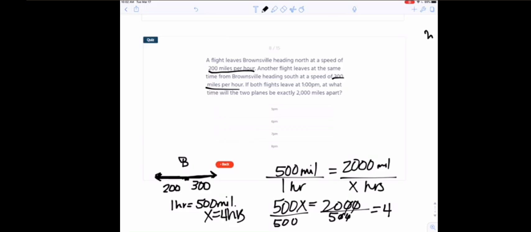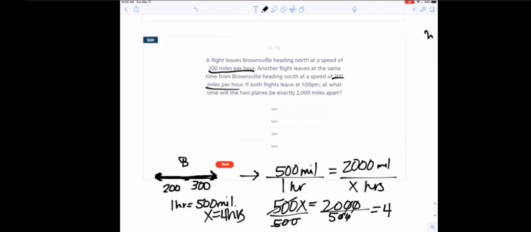What I did is I figured out how far apart these flights are in 1 hour: 200 in this direction, 300 in this direction. So a total of 500 miles every 1 hour. I use that as my rate over here, and I compare it to the 2,000 miles. That gives me 4 hours. I cross multiply. 500 times x is 500x. 1 times 2,000 is 2,000. And when I divide by 500 to isolate the x, I end up with 4.